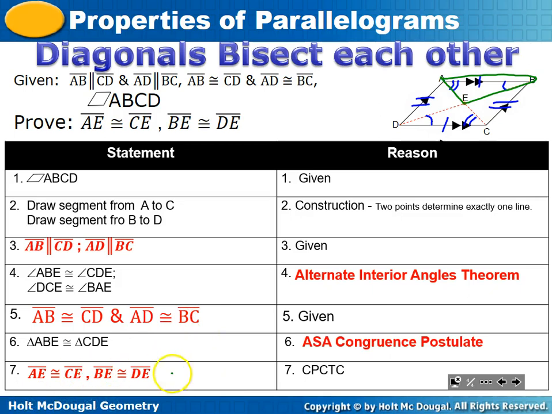And again, step 7 is filled in already because it's what we're trying to prove, that the diagonals are bisecting each other. And we can do that again because if those two triangles are congruent, then all their corresponding parts are congruent.